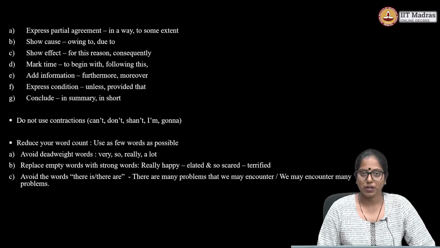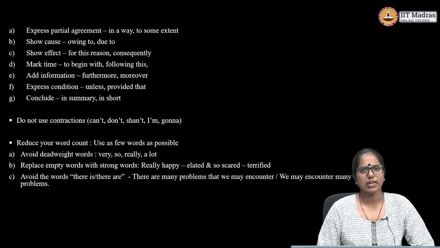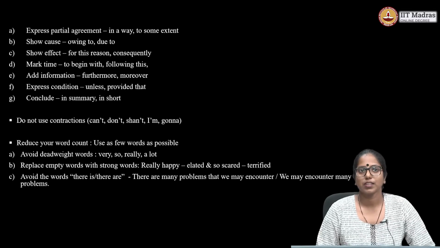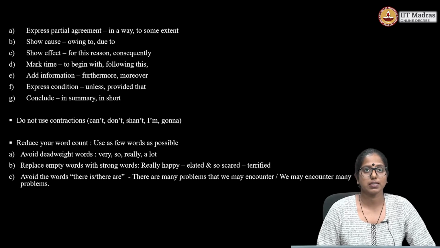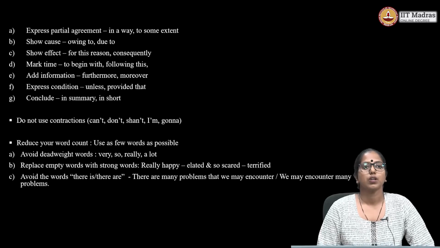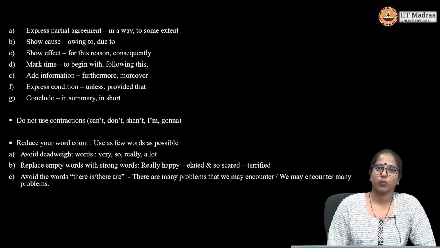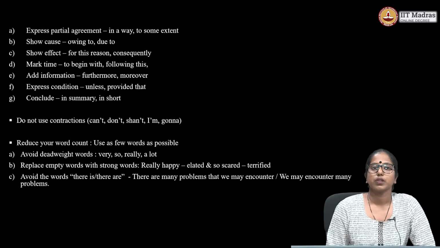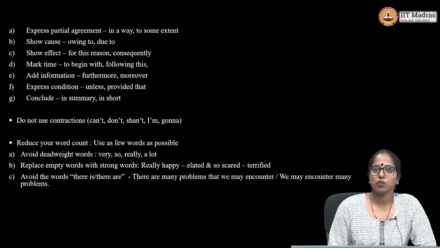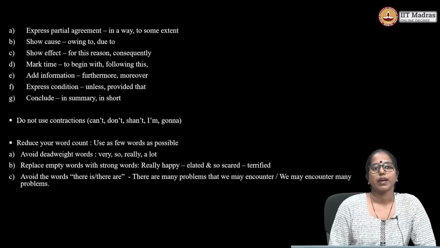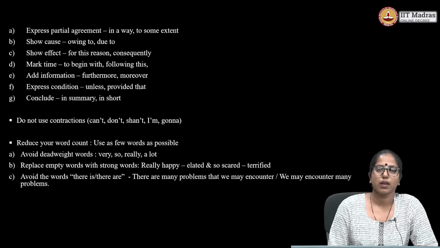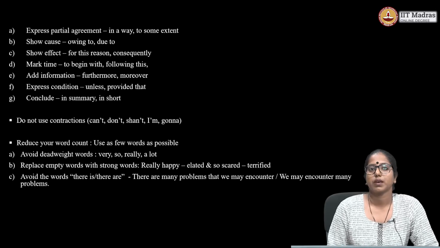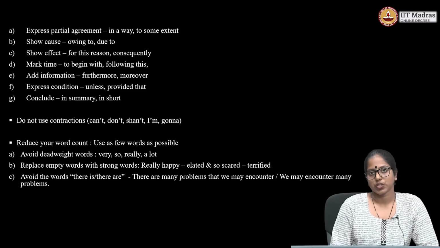To express partial agreement, you could say in a way or to some extent. To show cause, you could say owing to or due to. To show effect, you could say for this reason or consequently. To mark time, you could say to begin with or following this. To add information, you could say furthermore or moreover. And to express condition, you could say unless or provided that. And to conclude, you could say in summary or in short.